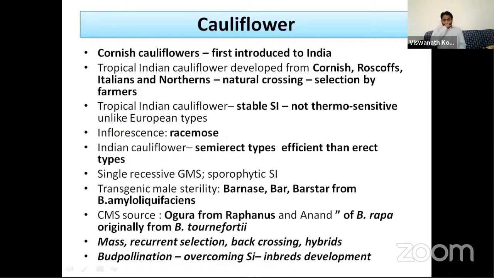Like cabbage, CMS was transferred to cauliflower also. The CMS source in case of cauliflower is Ogura from Raphanus, and the same Anand from Brassica rapa. The different breeding methods followed in cauliflower were mass selection, recurrent selection, backcrossing, and hybrids. Recurrent selection was used to develop the synthetic varieties. Here also, to overcome self incompatibility, we have to do bud pollination.